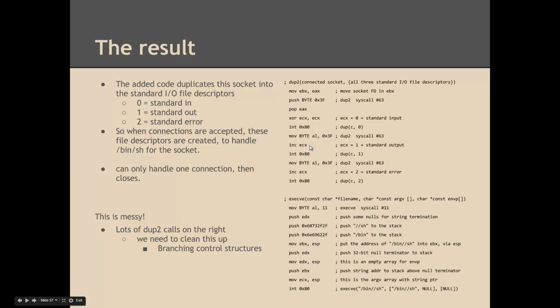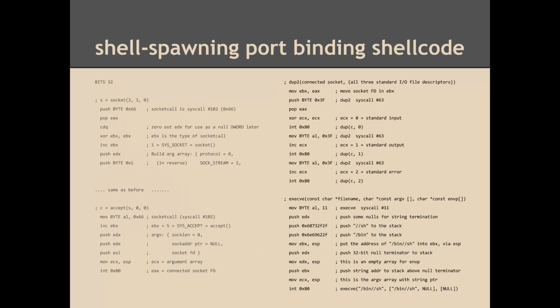So ECX should not have been moved, so we increment it once, and EBX is still pointing to our socket resulting from accept here. EBX never gets messed with by the system calls we're calling, so we just have to increment ECX, reset EAX, and then call it again, and then we do it again, and just increment ECX yet again to 2, and then it's done.